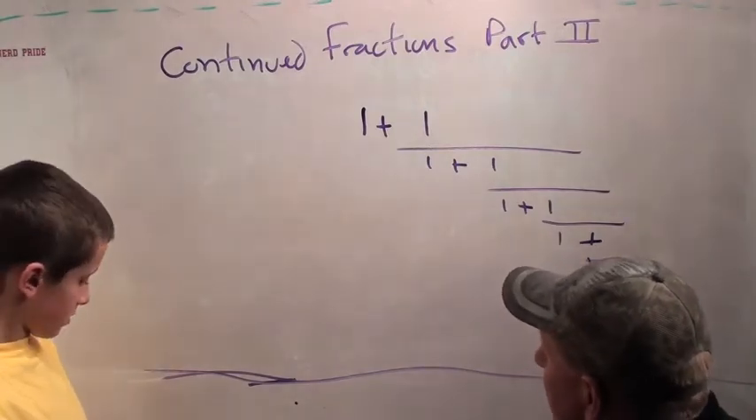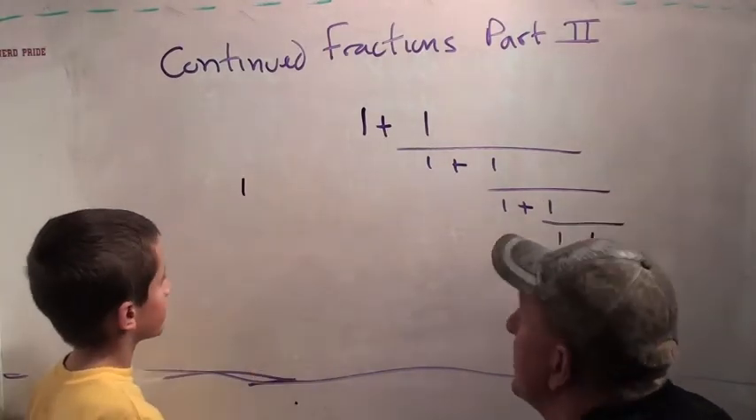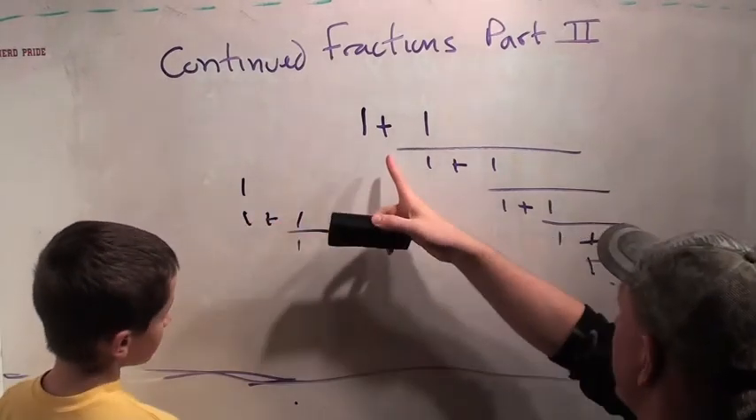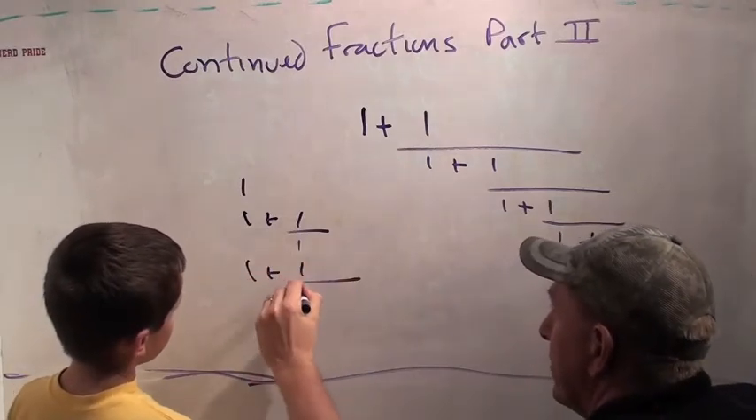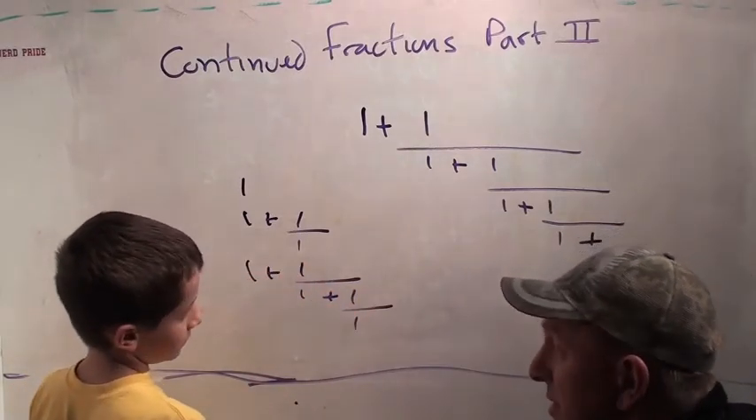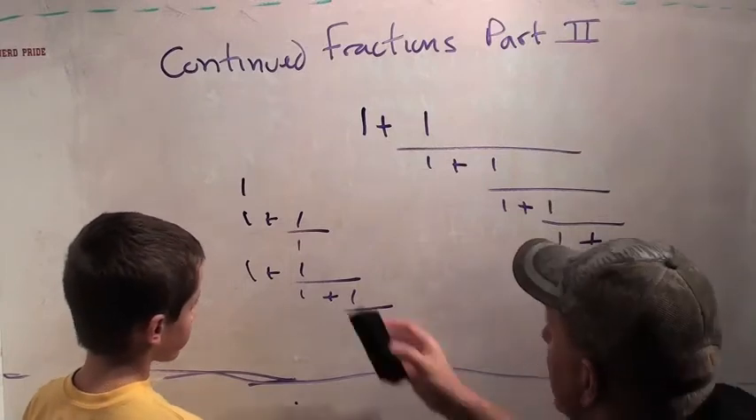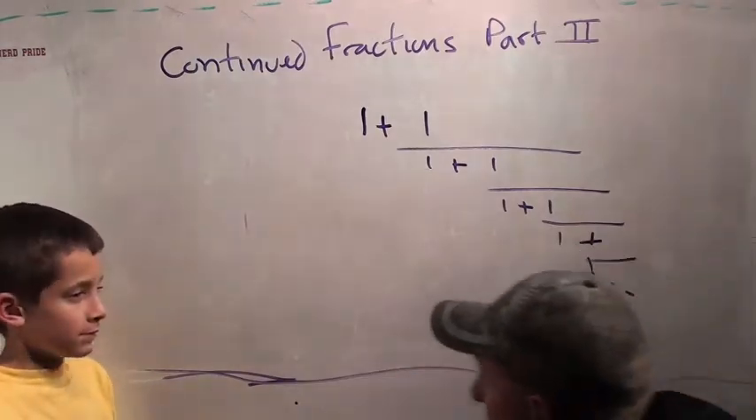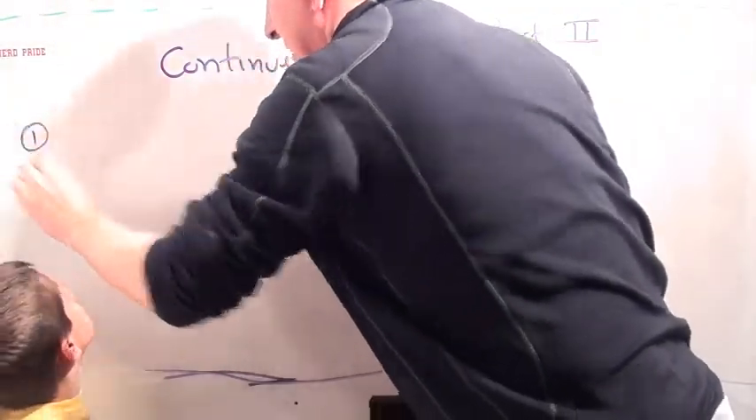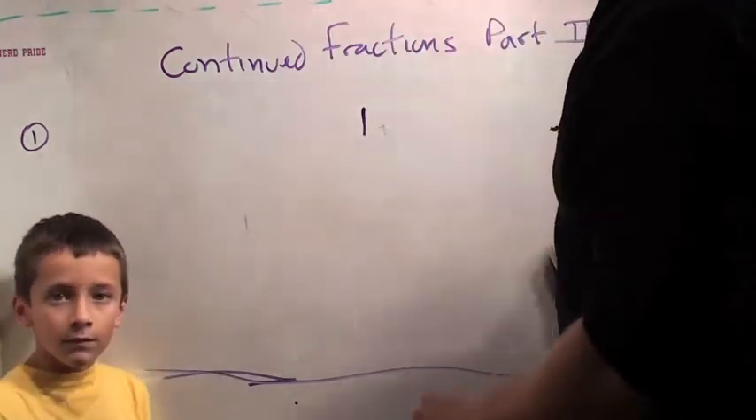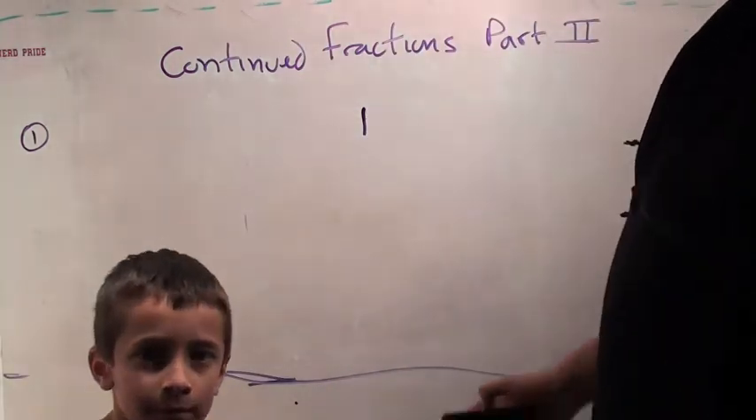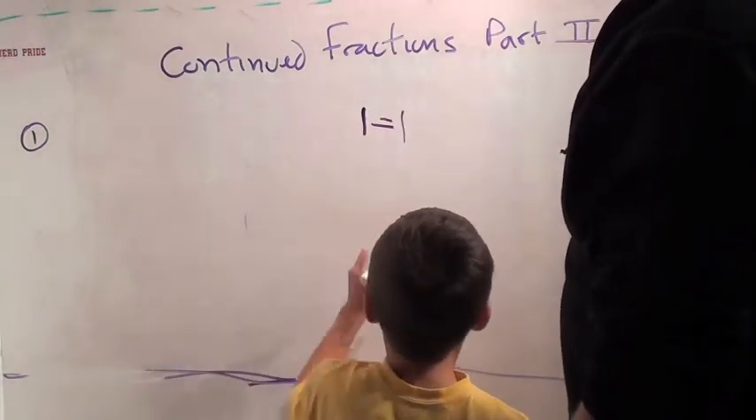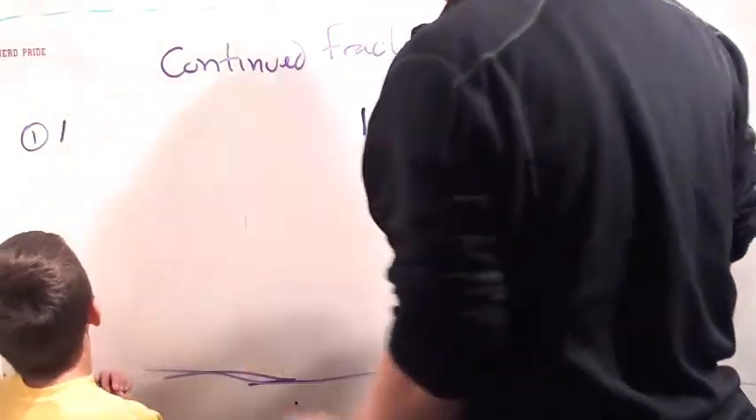So what we're going to do is first look at just 1, just this part. Then we're going to look at 1 plus 1 over 1. Then 1 plus 1 over 1 plus 1 over 1. And we're going to see if we see any patterns, okay? All right, here we go. So the first thing we look at is just 1. This is the simplest continued fraction of all. What is that equal to? 1. Very good.